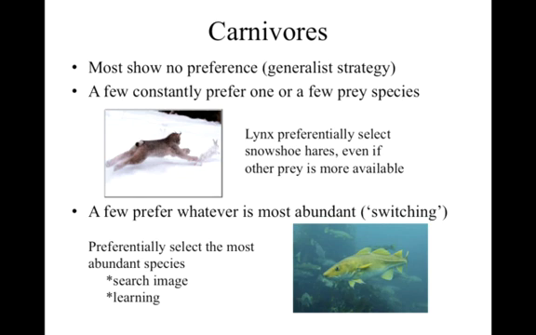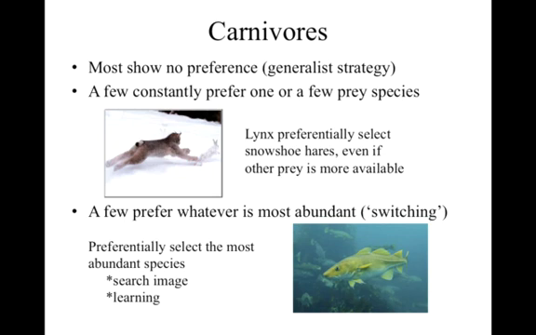Another case where we do have preference, but it's a little bit different, is where we have what we call switching. And this is where the carnivore will actually prefer what's most abundant. And again, that's a preference. That's not just eating what's most abundant because it's more abundant, so you're just going to run into it more by chance, right? This is preferentially selecting the most abundant species.